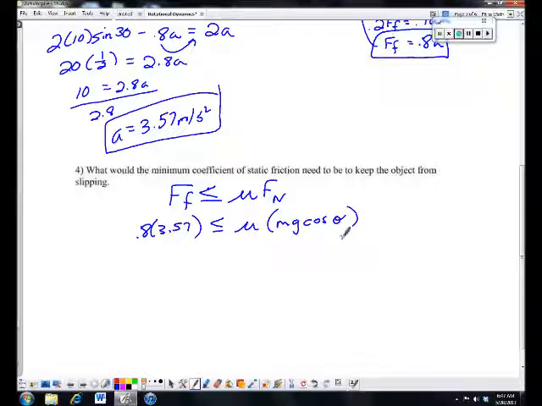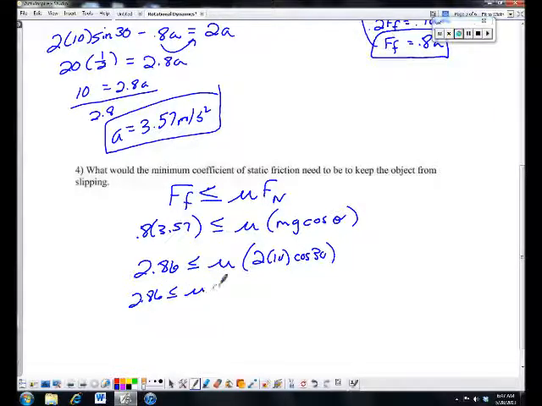So 3.57 times 0.8 gives me 2.86 newtons is less than or equal to mu times mg, and mg cosine theta is 2 times 10 times cosine of 30. Let's see what that gives me, 17.3. So 2.86 is less than or equal to mu times 17.3. Divide by 17.3. I'm going to flip mu to the front, so mu must be greater than or equal to 2.86 divided by 17.3, and I need a mu of 0.165.